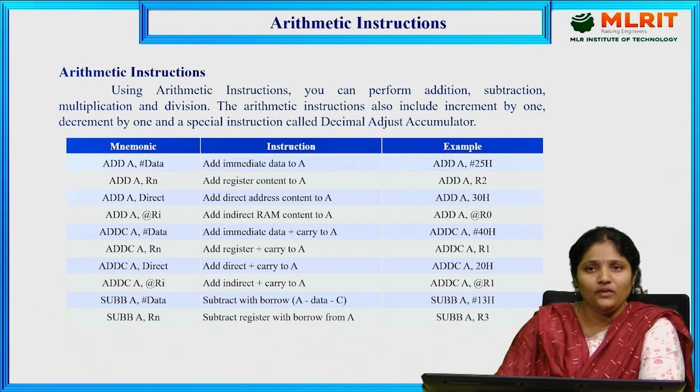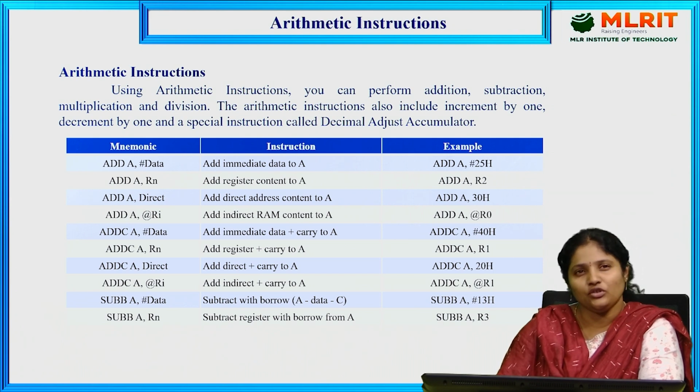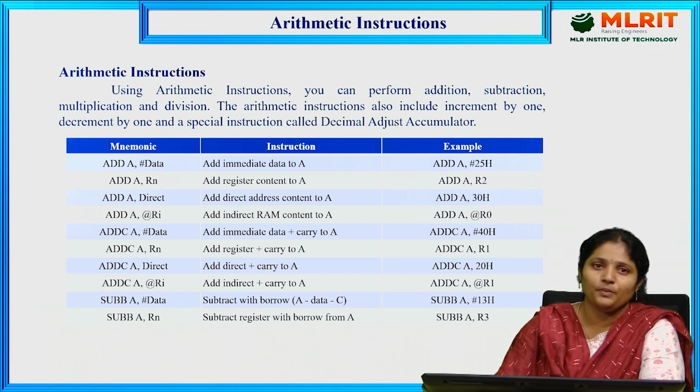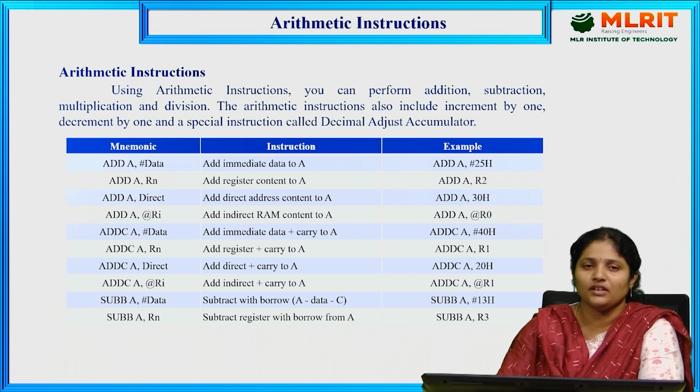So why do we need to use these arithmetic operations? To perform any simple operations or calculations, we use these arithmetical operations. In these arithmetical operations, there are 4 different sets. The first one is addition, the second is subtraction, the third is multiplication, and the fourth is division. Apart from these operations, there is another important thing, DAA, decimal adjust accumulator.